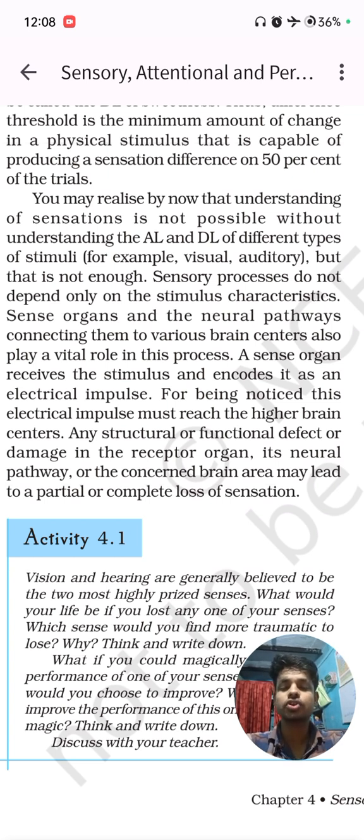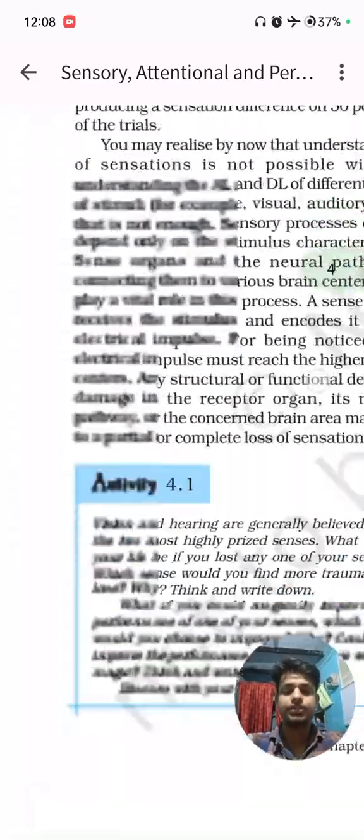A sense organ receives a stimulus and encodes it as electrical impulses for being noticed. This electrical impulse must reach the higher brain centers. Any structural and functional defect or damage in the receptor organs, neural pathways, or the concerned brain areas can lead to partial to complete loss of sensation.